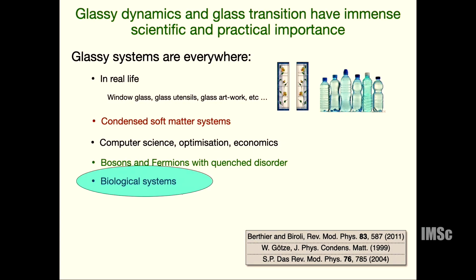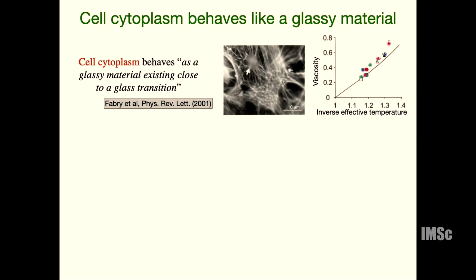Now, why is this problem interesting and important? Because we see glassy behavior everywhere, in real life and in different scientific problems. For example, in real life, window glasses, glass utensils, artwork, etc. In different scientific problems of soft condensed matter systems, hard condensed matter systems, computer science, optimization, etc. Also recently, it has been shown that several biological systems exhibit important glassy dynamics, and I will give some examples of those systems.